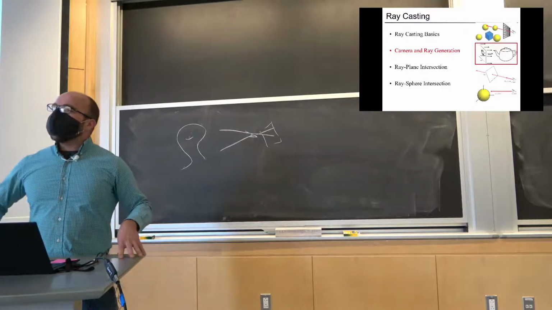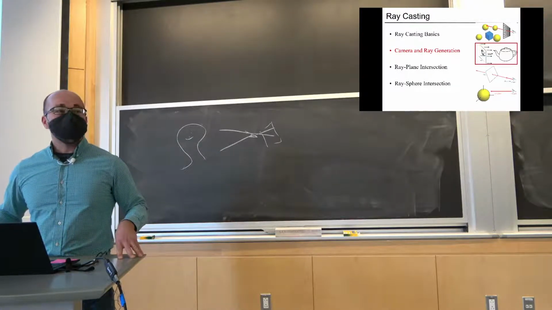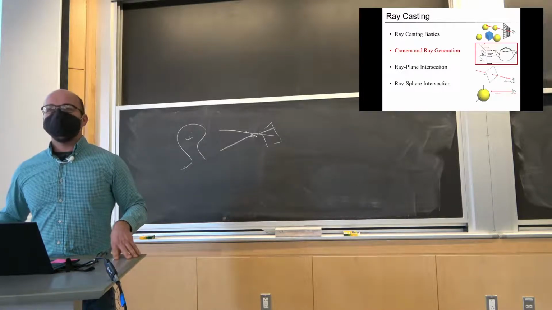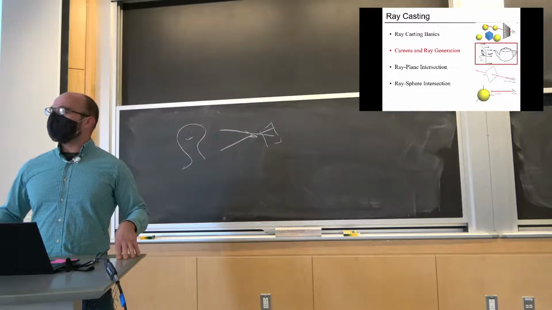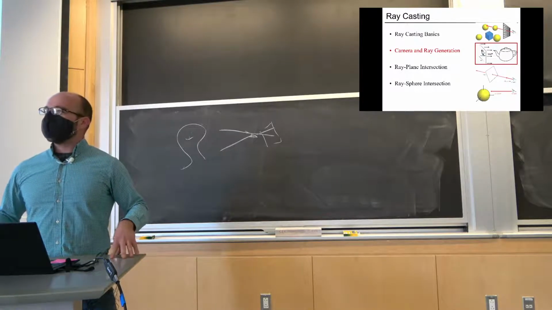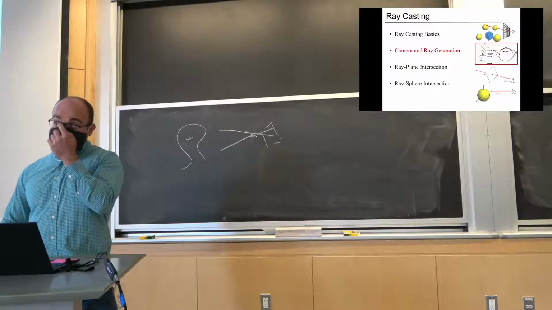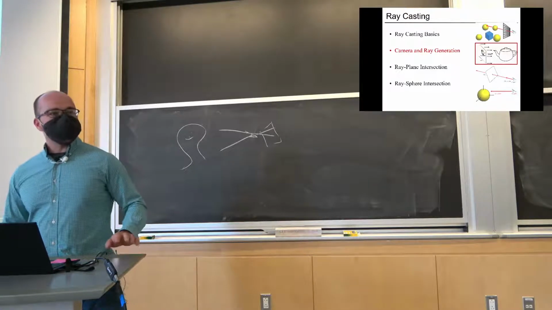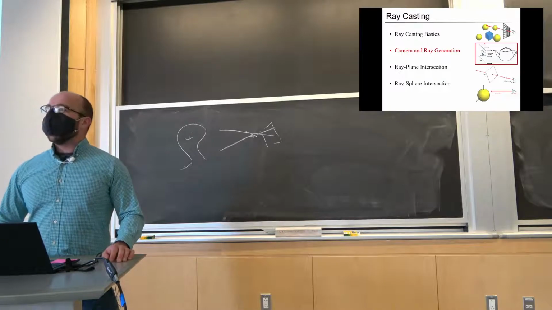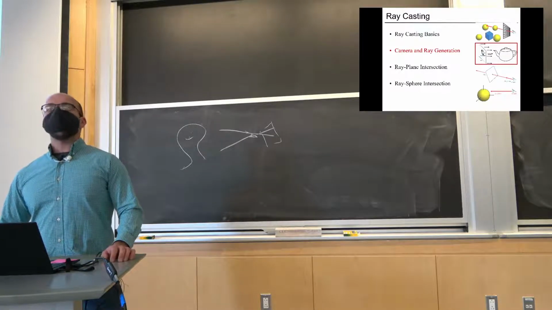Okay, so now we've got to do a little bit of math. In particular, we have to do two things. One is we have to actually produce the ray for each pixel, and the next thing we have to do is run that ray into each object in our scene. That's how we'll spend the rest of today's lecture: producing the rays for this simple pinhole camera model, and then intersecting those rays with spheres and planes.